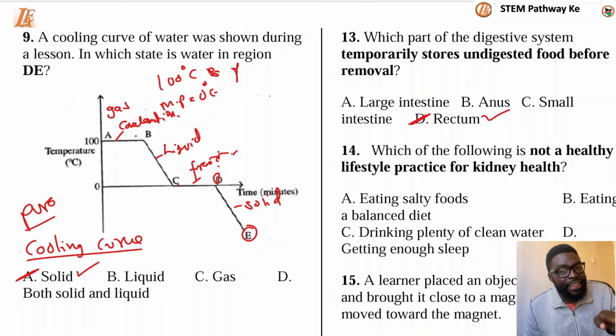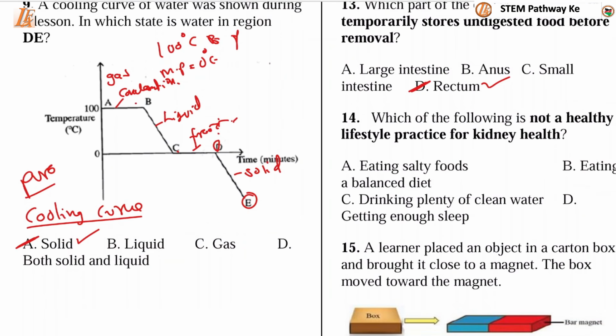Now let's look at this other question. Which of the following is not a healthy lifestyle practice? In this case, the one which is not a healthy lifestyle practice is eating salty food. So in this case, the correct answer is A. Eating salty food. This is not a healthy practice for kidney health.